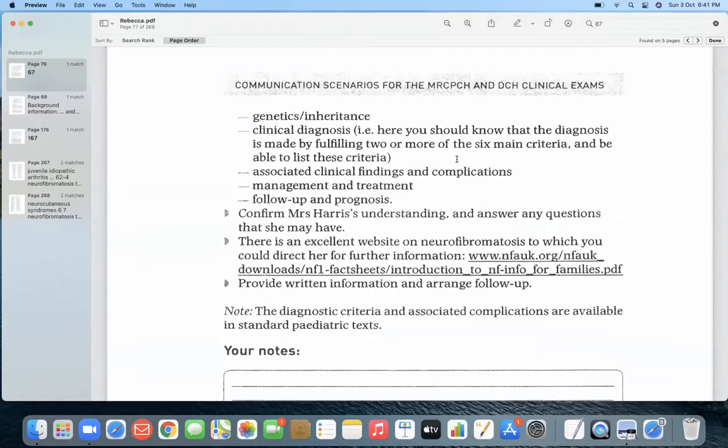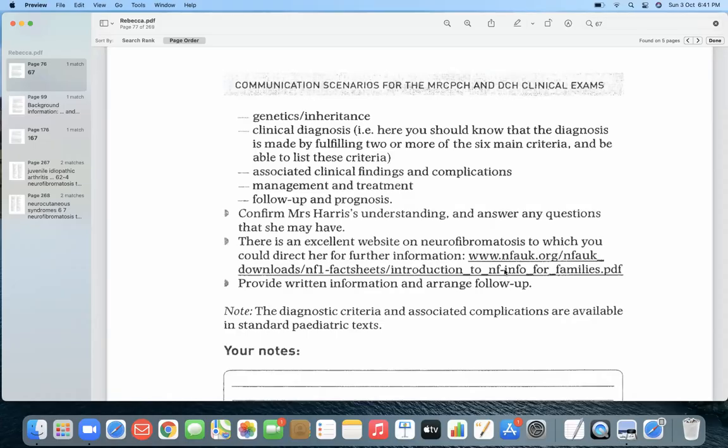Clinical diagnosis. Here you should know that the diagnosis is made by fulfilling 2 or more of the 6 main criteria, and be able to list these criteria. Associated clinical findings and complications, management and treatment, follow-up and prognosis. Confirm Mrs. Harris' understanding and answer any questions that she may have. There is an excellent website on neurofibromatosis, which you could direct her to for further information.